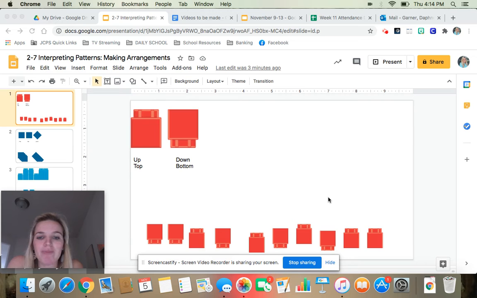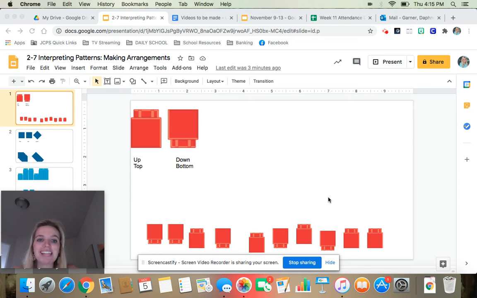So, in math, we have been talking about patterns. We know patterns are something that repeat. So, we have looked at a lot of patterns that make a pattern by using color, like red, blue, red, blue, red, blue. So, it's very easy to see what the pattern is because of the colors we see. We have also focused a lot on doing patterns by shape. Maybe circle, triangle, square, circle, triangle, square, circle, triangle, square.